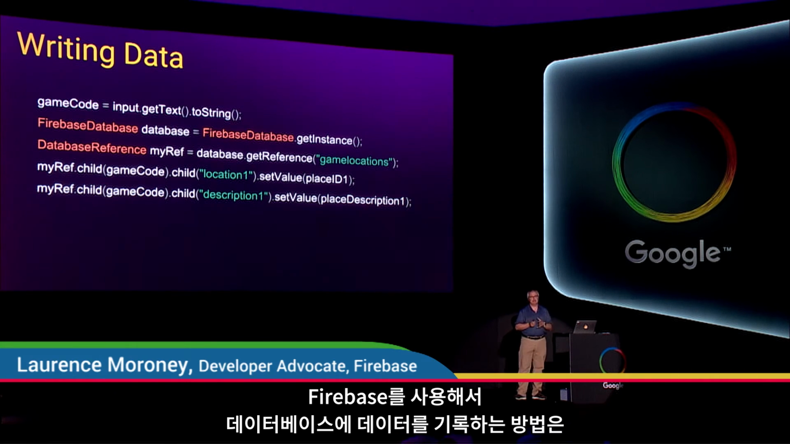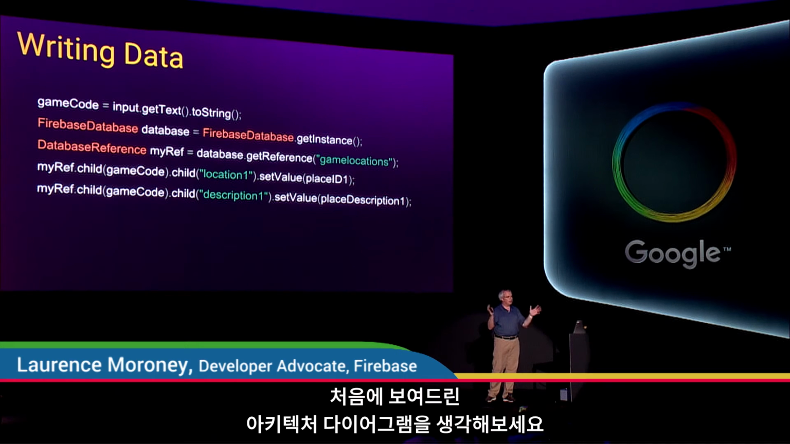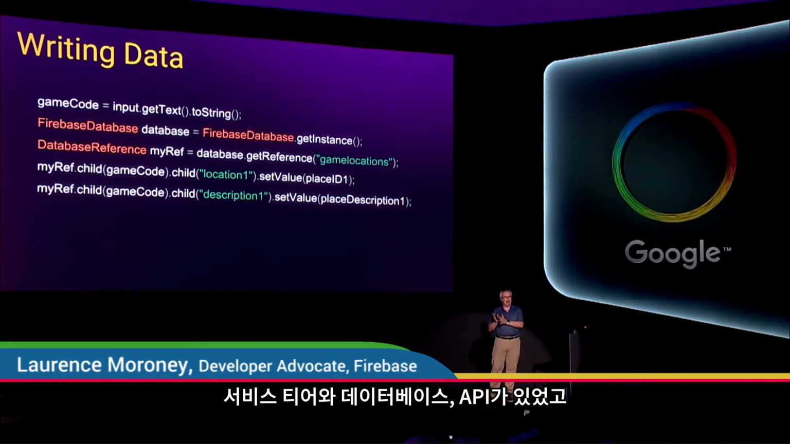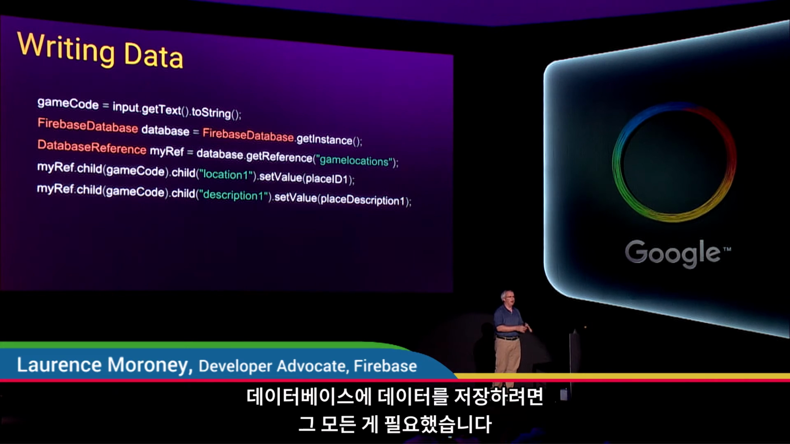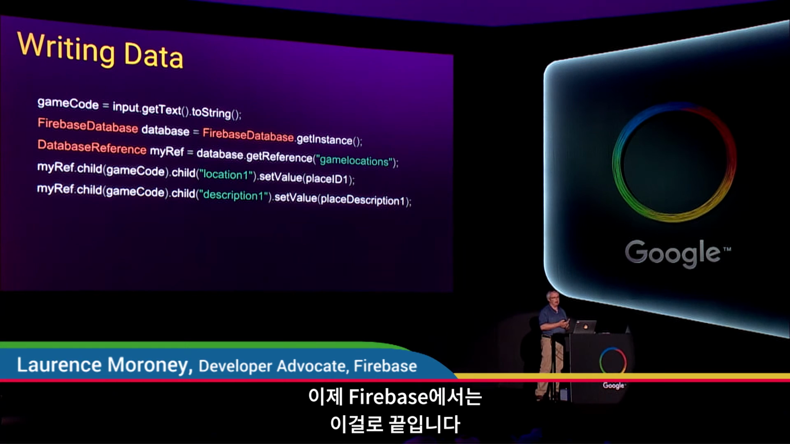So this is what it looks like to write data using Firebase and to be able to write the data to the database that I did. Now think about that architecture diagram that I began with, where I had a service tier, I had a database, and I had an API, and I needed all of these things to be able to store data in my database. Now, in Firebase, this is all I have to do.